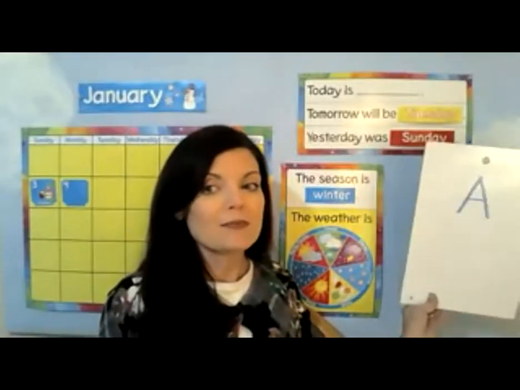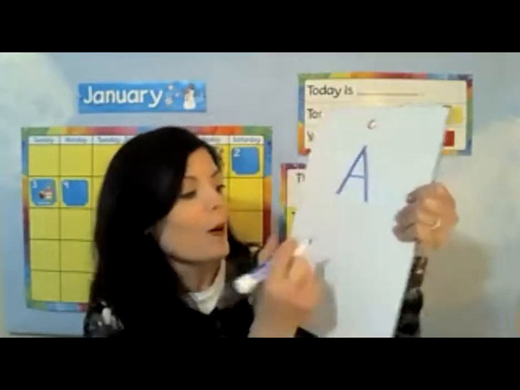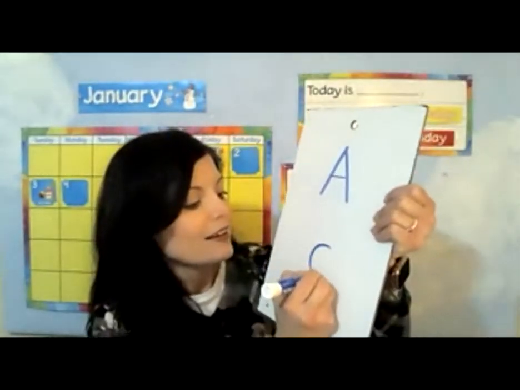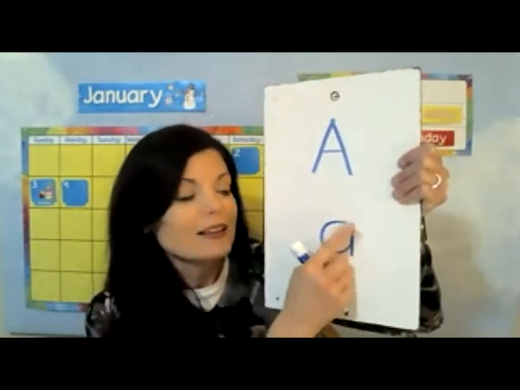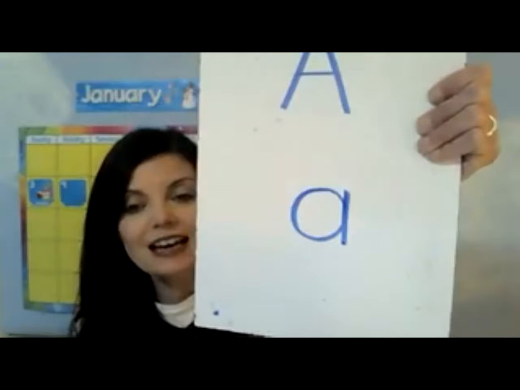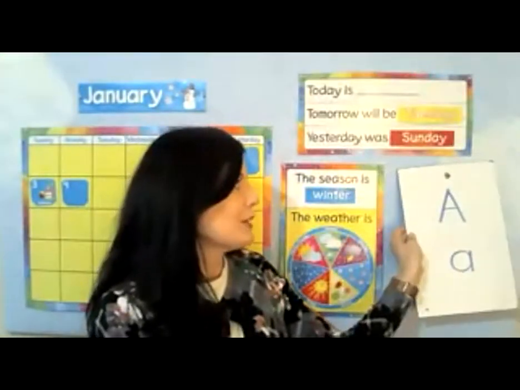Now let's talk about the lowercase a, okay? The lowercase or little a looks like this, a ball and a stick. It's kind of like a circle and a line right beside it. I like to say a ball and a stick.